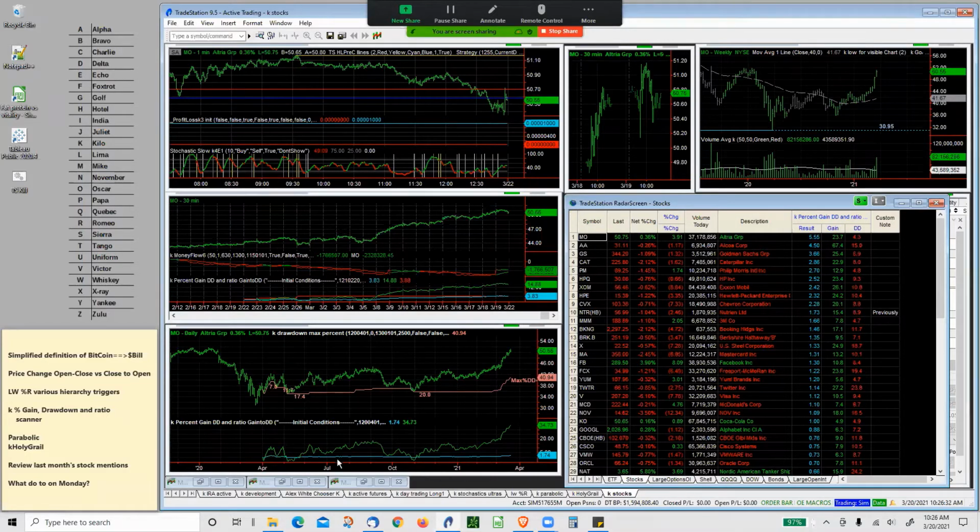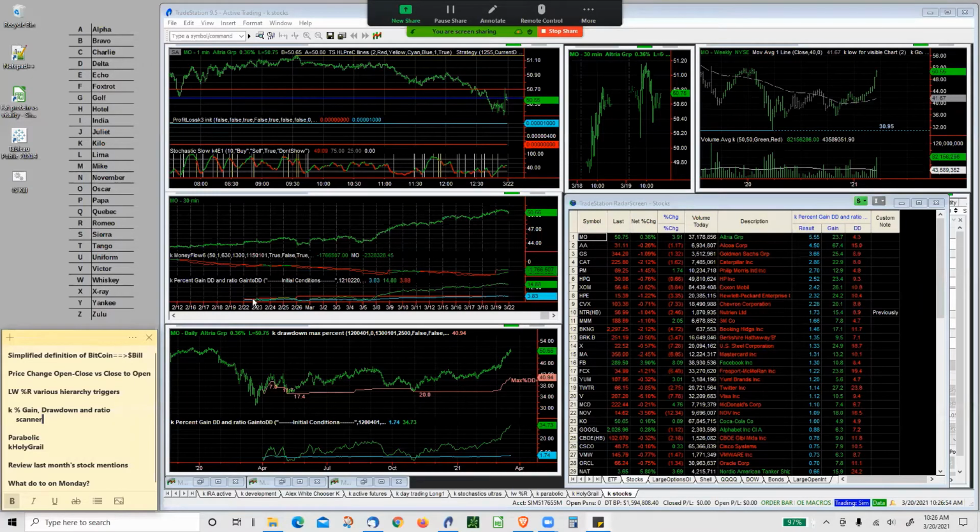So, all right. That is my percent gain drawdown scanner. I don't know if anybody has any questions. Once again, if you go to Ken.XS Profits, you can download that code and put it on your TradeStation and do all the fun stuff with it.